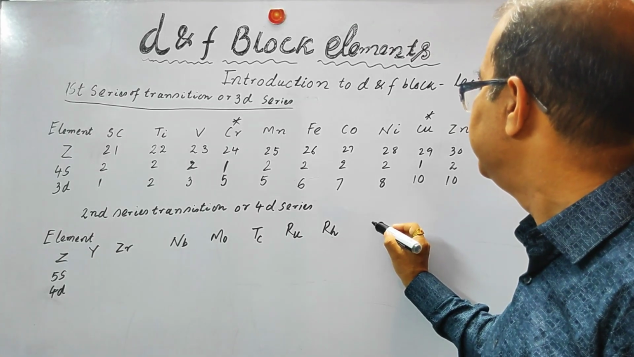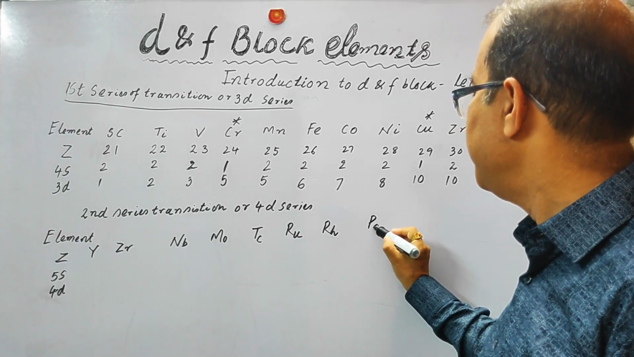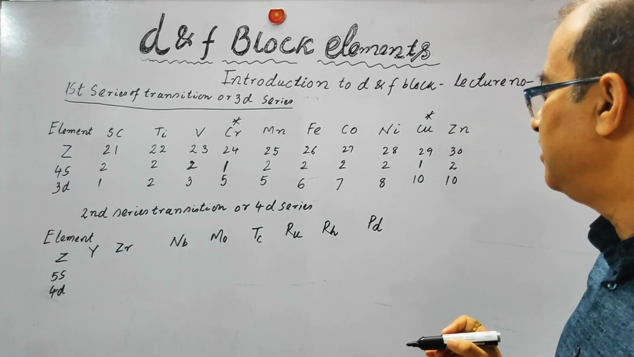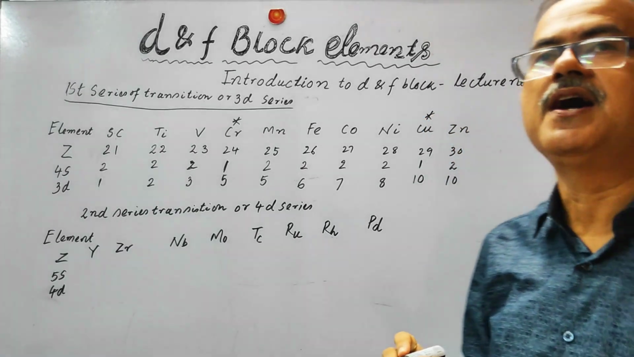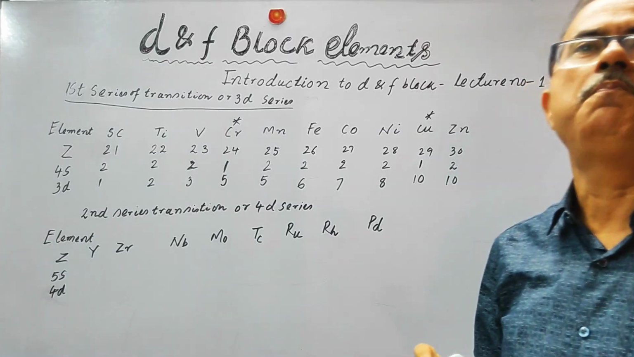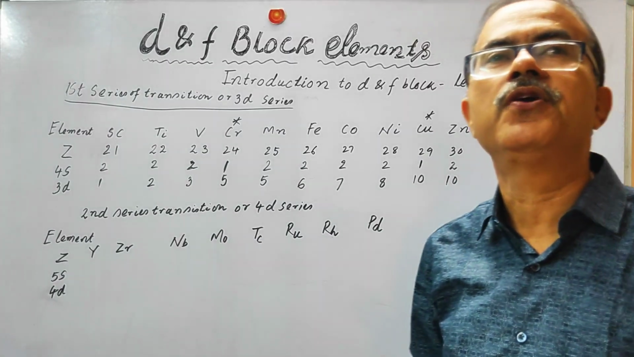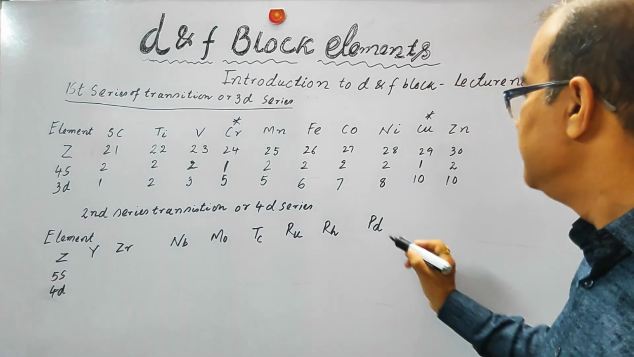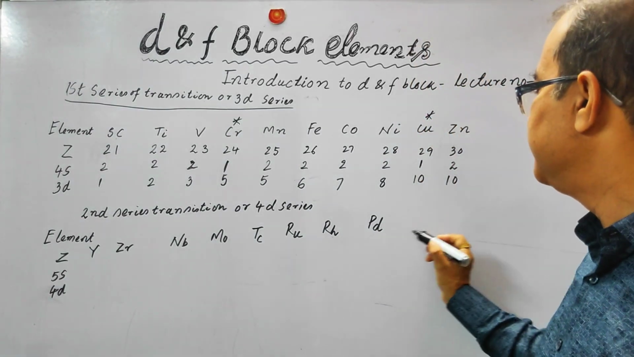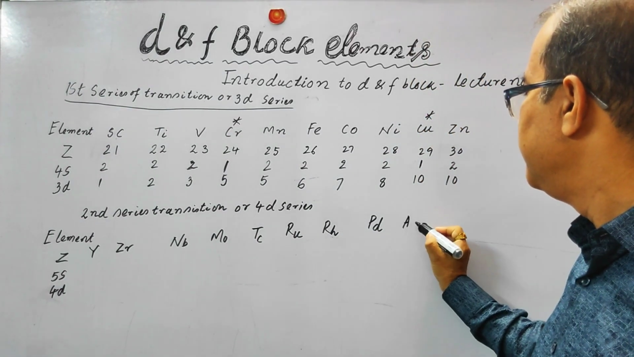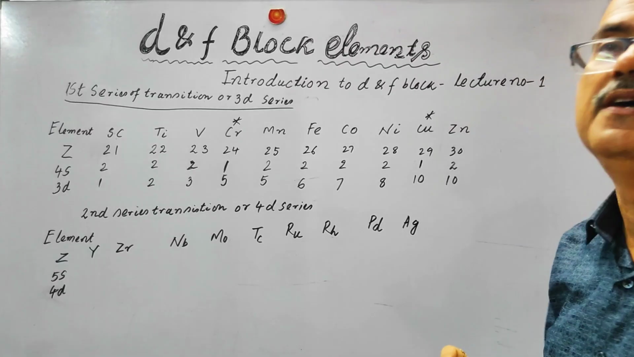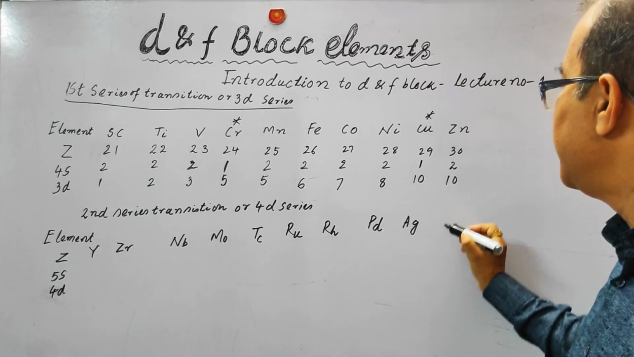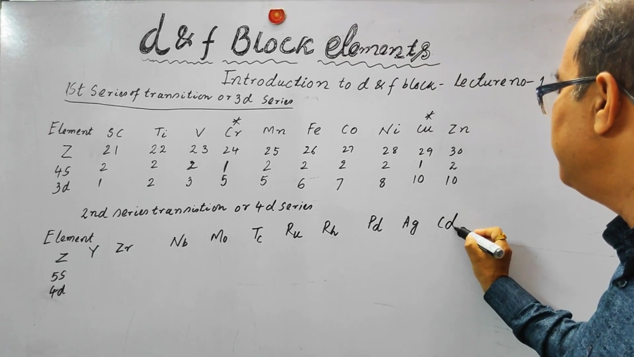Then we will get palladium. Palladium is a very important element that you will observe. It is used as a catalyst. We know palladized charcoal when we talk about the reduction process in organic chemistry. This palladium is a very important element. Then Ag, or silver, the very precious metal, and then cadmium.